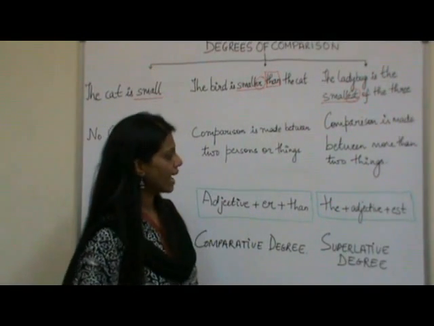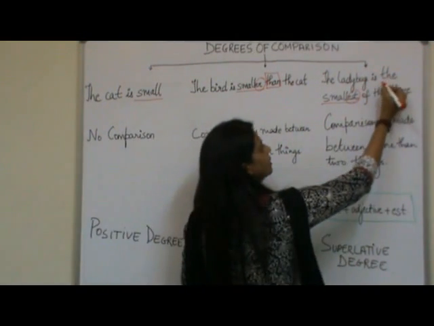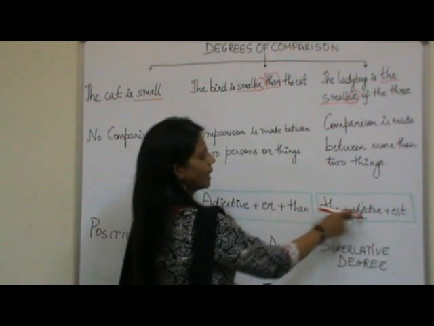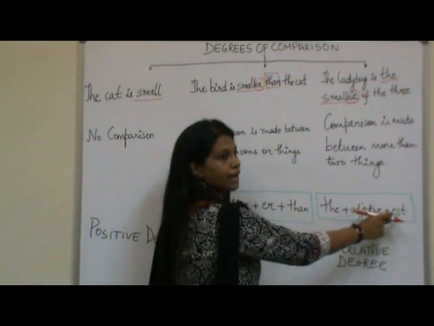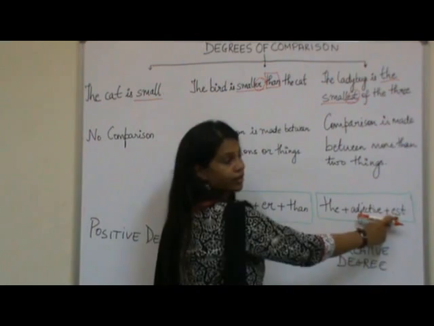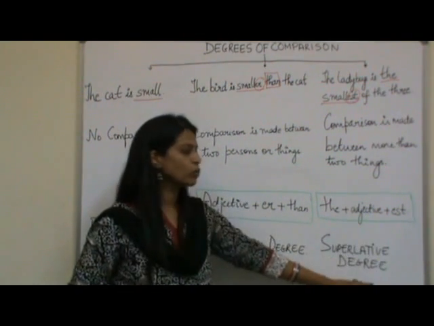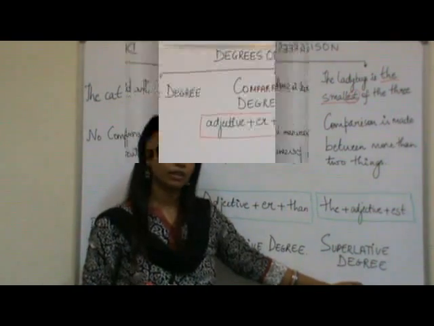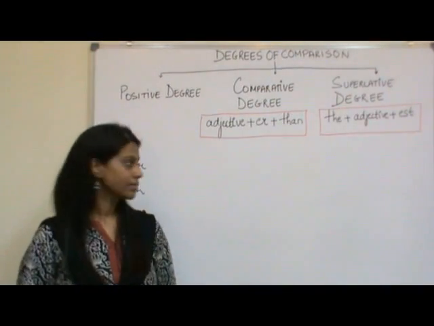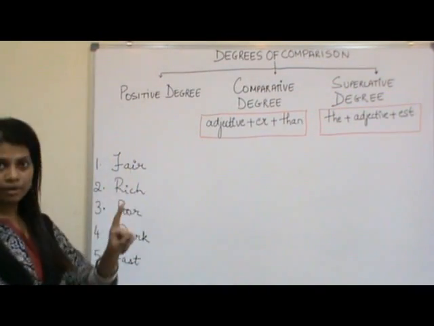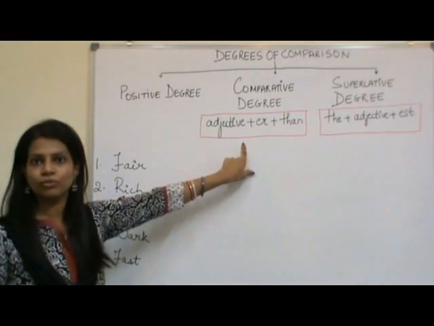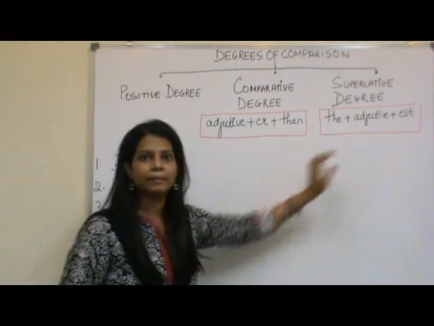So, you would have the plus the adjective plus EST in a sentence. Whenever you find this in a sentence, it would be a superlative degree. Let's take a look at some examples. Remember, these are the rules that you have to apply.